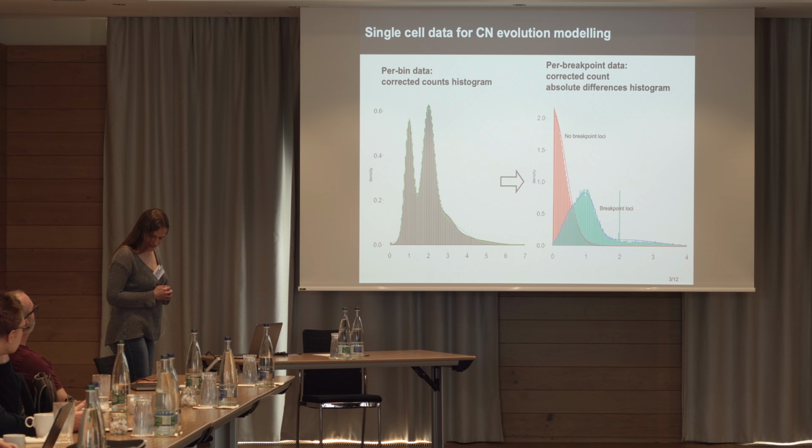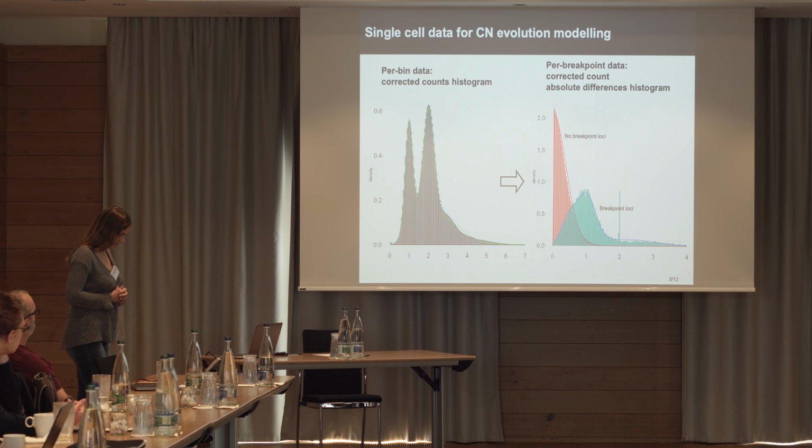OK, so maybe a little bit more about the data. On the left, you can see the histogram of corrected counts for a breast cancer sample of 260 single cells. This data we call the per-bin data because they are binned into quite wide genomic bins. In this case, they were 150 kilobases wide. And you can see that this histogram looks more or less like a mixed normal distribution, which is plotted in green. And we can transfer this per-bin data into the per-breakpoint data.